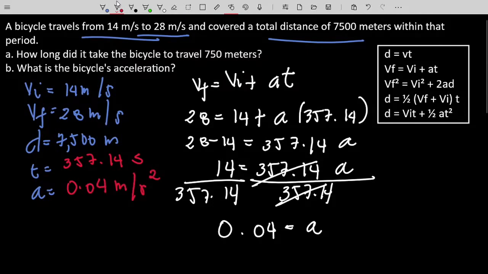So therefore, the bicycle with an initial velocity of 14 meters per second and with a final velocity of 28 meters per second can travel 7,500 meters in 357.14 seconds and with an acceleration of 0.04 meters per second squared. So that is how we identify your displacement, velocity, acceleration, and time using your kinematics.